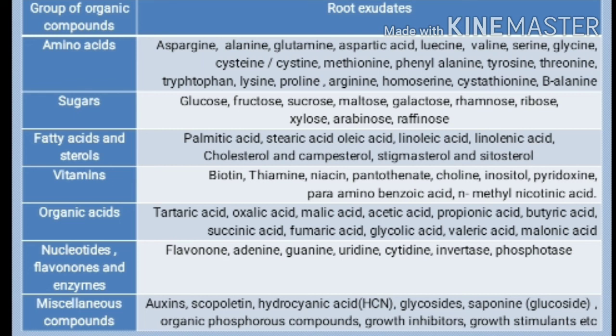Vitamins like biotin, thiamine, niacin, pantothenate, choline, inositol, pyridoxine, para-aminobenzoic acid, N-methyl nicotinic acid are reported in the root exudates. Organic acids such as tartaric acid, oxalic acid, malic acid, acetic acid, propionic acid, butyric acid, succinic acid, fumaric acid, glycolic acid, valeric acid, malonic acid are reported in the root exudates.